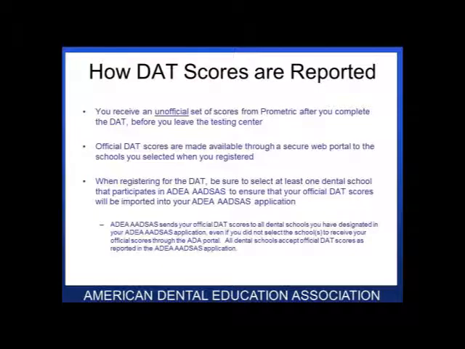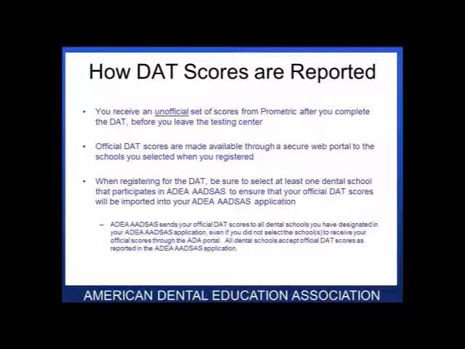Here's how your DAT scores are reported. First, as you leave the Prometric Testing Center, you will be provided with an unofficial score report. Keep in mind that these scores are unofficial. After receiving your test scores, the American Dental Association verifies your scores and then makes official DAT scores available to the dental schools you've selected through their own web portal.